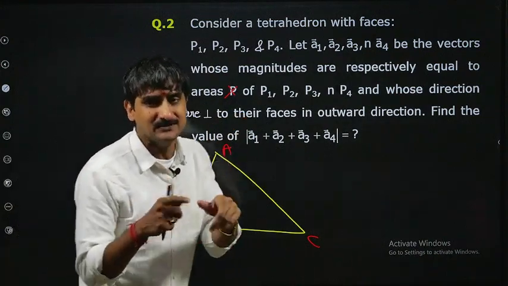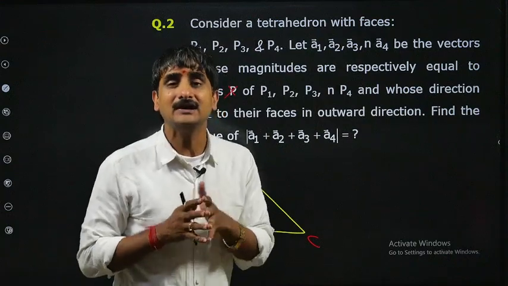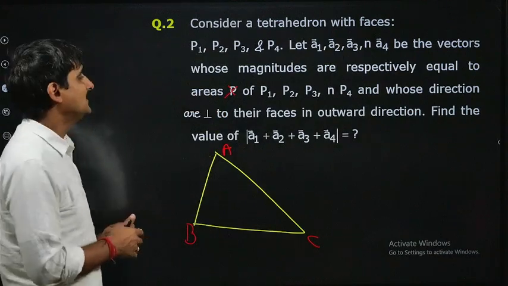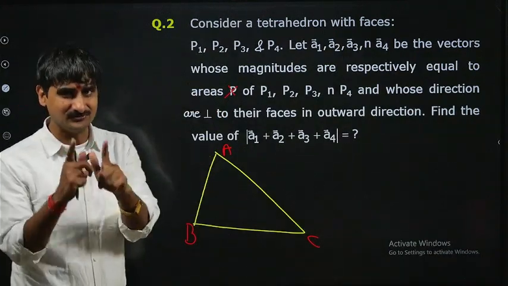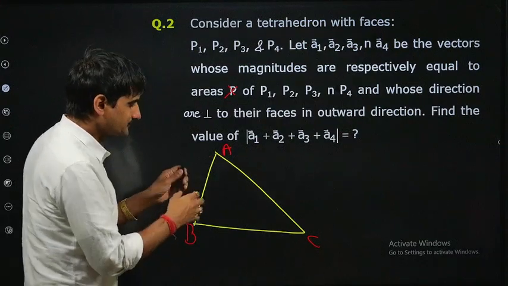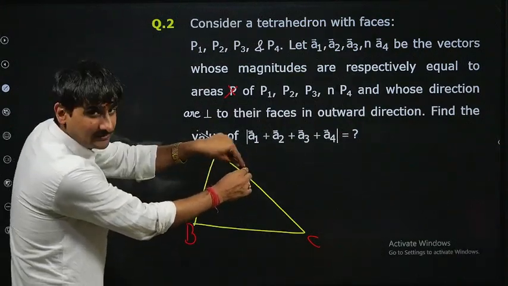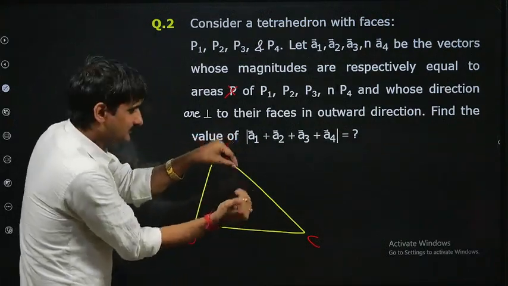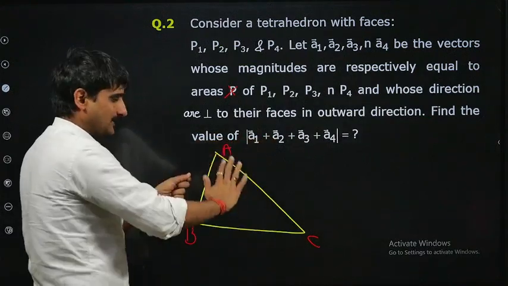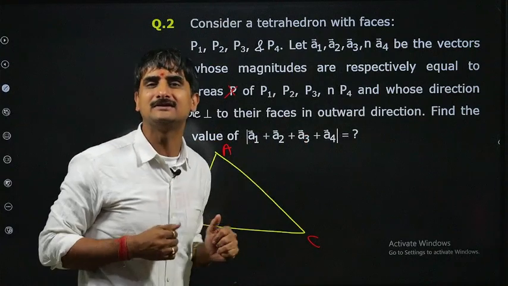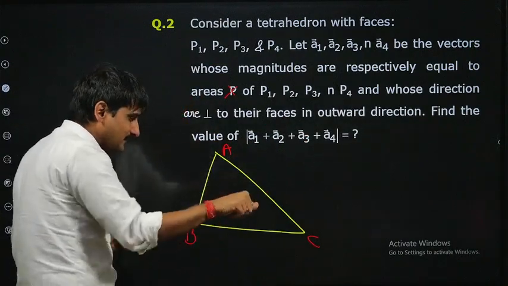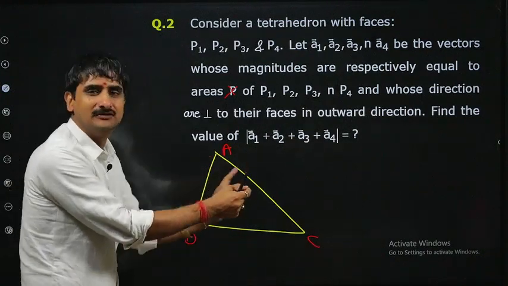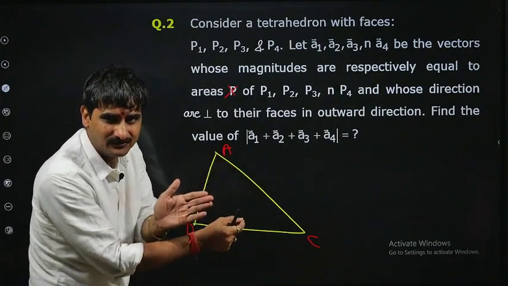Okay, see, magnitude gives you the area of the face and the direction of the vector is perpendicular to the face, okay, and outward direction. So what does that mean? If I consider this to be the vertex O, so O, B, C, so that's the outward direction. Outward means out of the tetrahedron. So for this face, behind the board will be the outward direction because its vertex is on this side, our side of the board, okay.